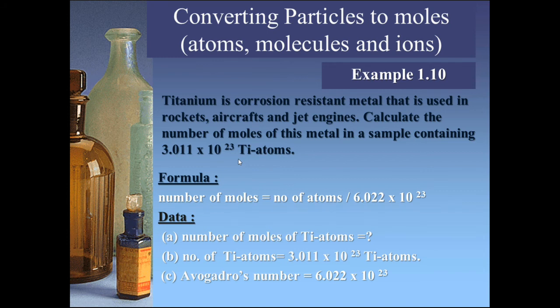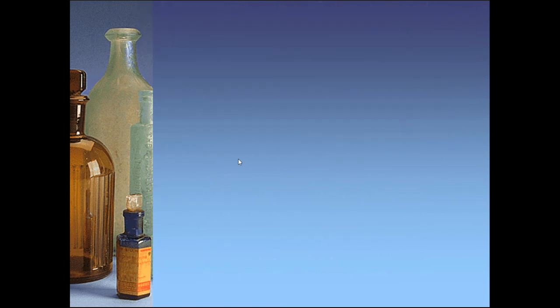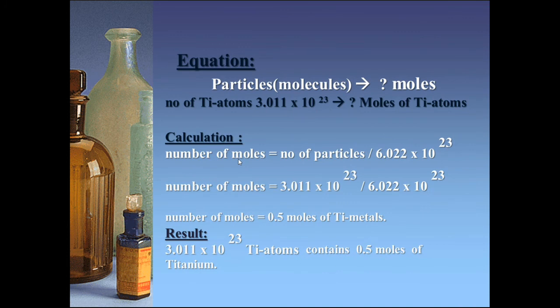Now arrange the data. Number of moles of titanium we have to calculate. Number of titanium atoms is already given, that is 3.011 × 10^23 titanium atoms. Avogadro constant we already know is 6.022 × 10^23. Now the equation: particles already given, moles we have to calculate. Number of titanium atoms is 3.011 × 10^23, and number of moles of titanium we have to calculate. Calculation: number of moles is equal to number of particles divided by the Avogadro constant. Number of moles is equal to 3.011 × 10^23 divided by the Avogadro constant, that is 6.022 × 10^23.